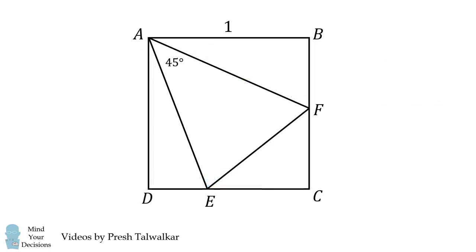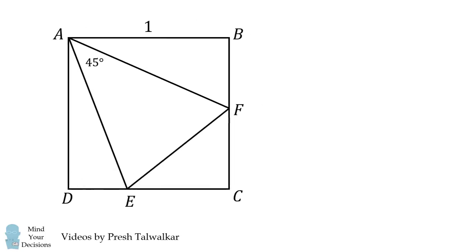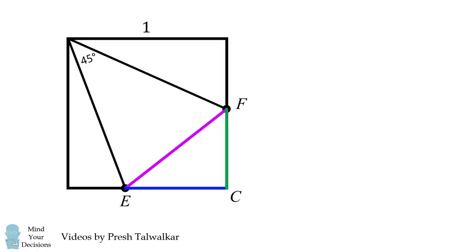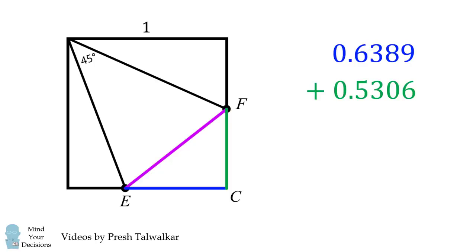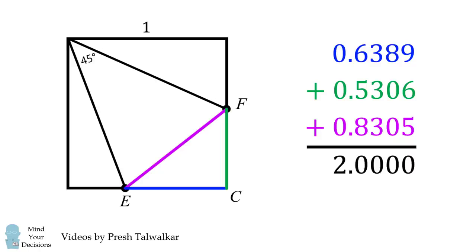Now, let's solve for the second part of the question. What is the perimeter of triangle ECF? Let's consider a numerical approach. Imagine that we have a ruler and that we can measure the length of EC. Suppose we estimate it to be 0.6389. Let's do the same thing for the other sides of CF and FE. We end up that the sum of these three lengths will be equal to 2.